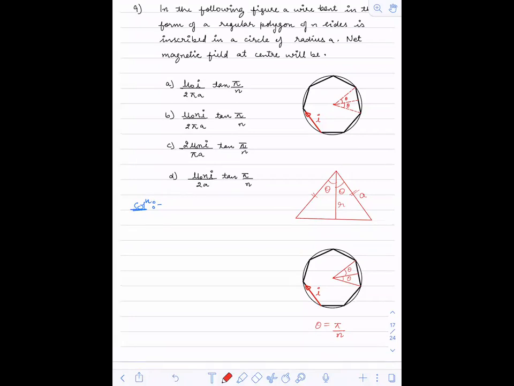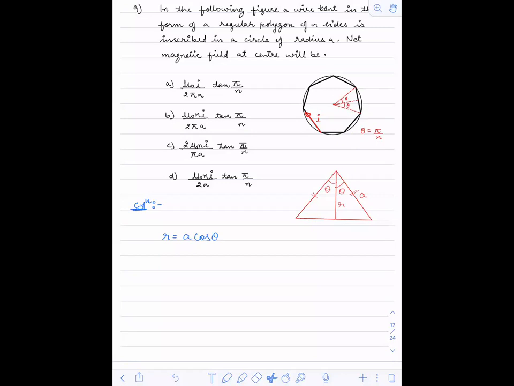Yes. Can I write R as a cos of theta? What is theta? Theta is pi by n. I will write it over here: theta is pi by n. Theta angle, I'll substitute at the end.